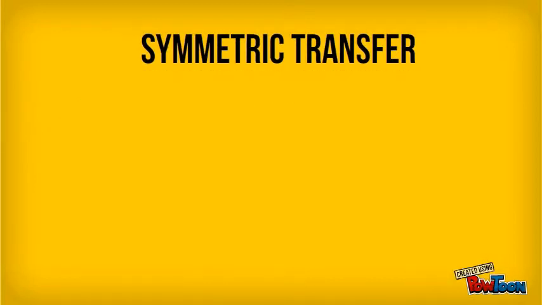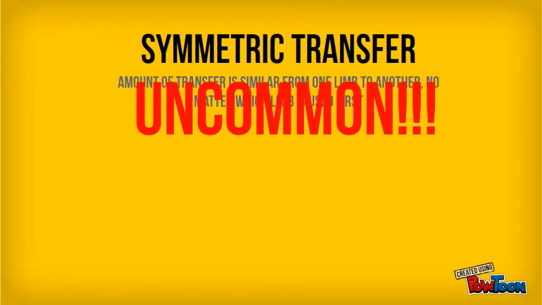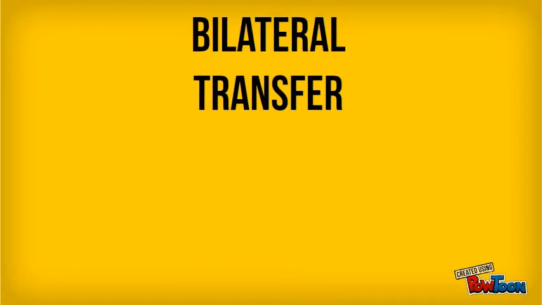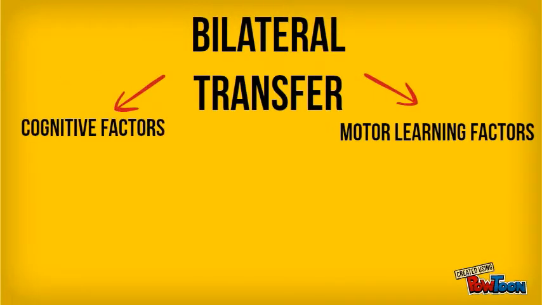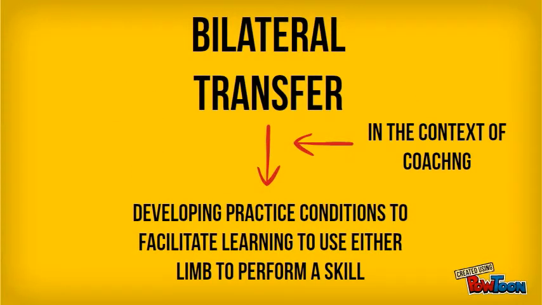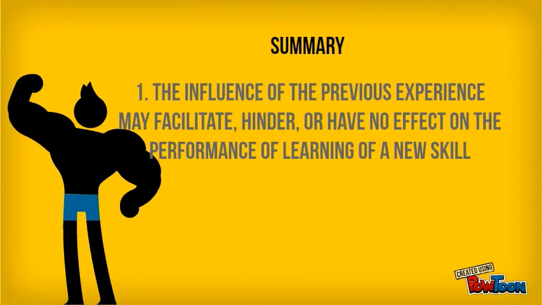Symmetric transfer is where the amount of transfer is similar from one limb to the other, no matter which limb is used first. Between the two, the generally accepted conclusion about the direction of bilateral transfer is asymmetric transfer. The factors that explain bilateral transfer can either be cognitive or motor learning. In the context of coaching, it helps in developing practice conditions to facilitate learning to use either limb to perform a skill. It's almost time to say goodbye.